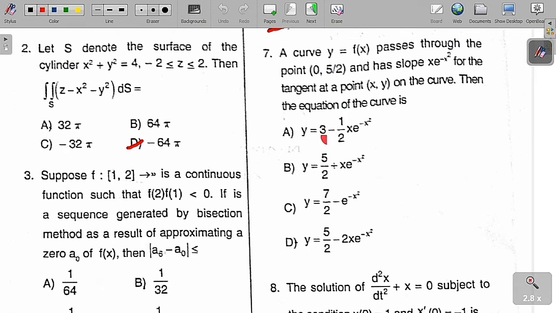So what are the four options? All the options given are wrong. So now we will solve the exact solution of this question.